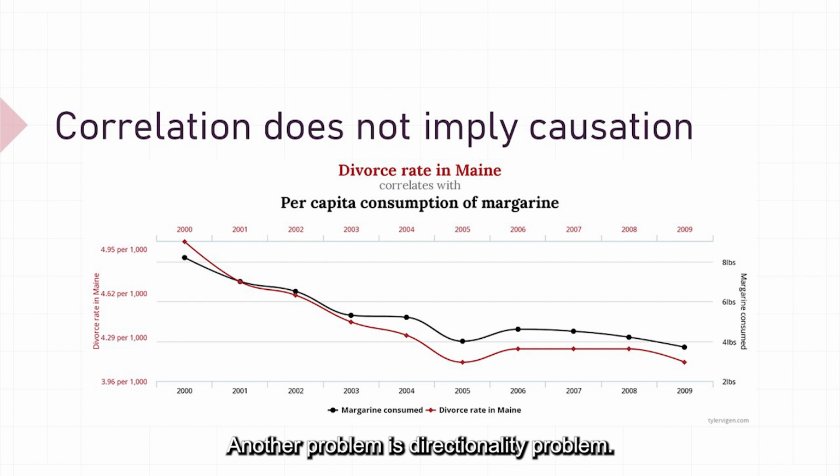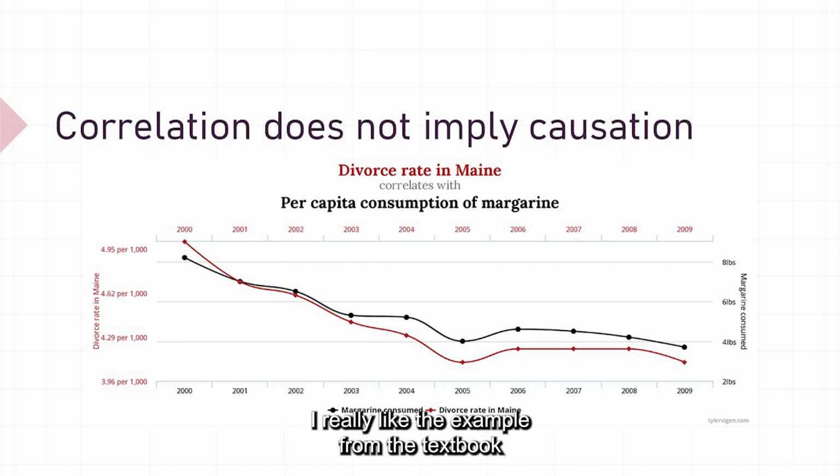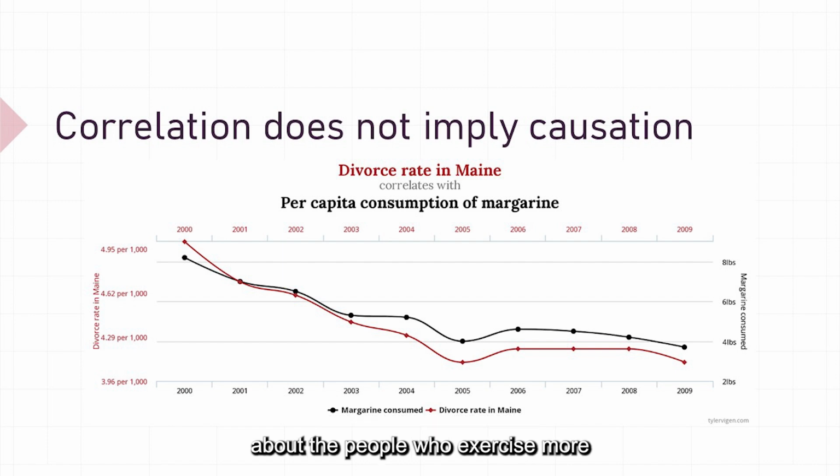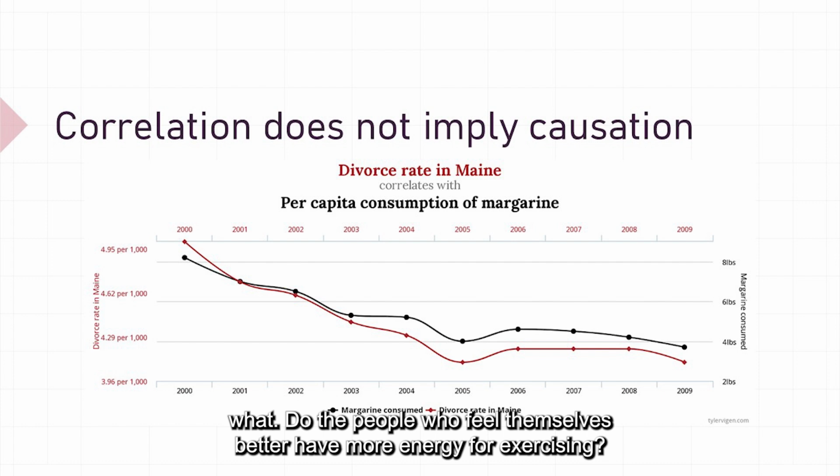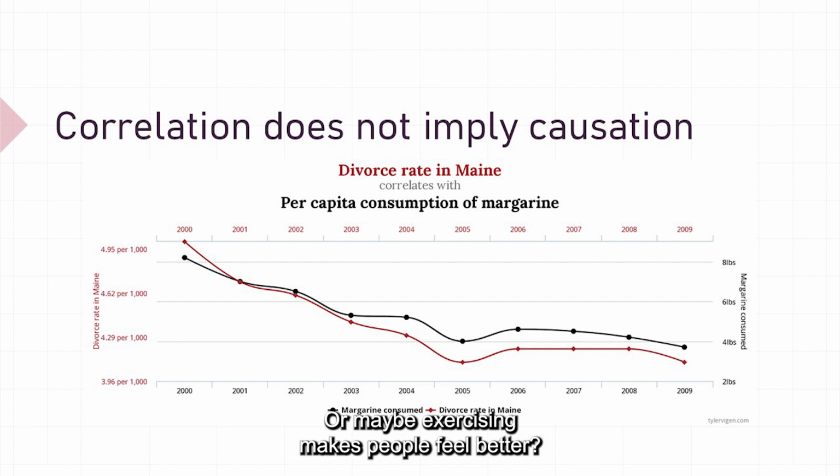Another problem is the directionality problem. I really like the example from the textbook that people who exercise more usually feel better. In this case, you don't know what causes what. Do the people who feel better have more energy for exercising, or maybe exercising makes people feel better?